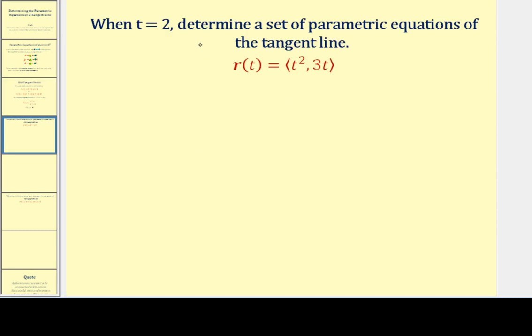When t is equal to 2, we want to determine a set of parametric equations of the tangent line to the given plane curve. Let's first determine the point of tangency when t is equal to 2. And that would be the terminal point of the vector produced by this vector valued function when t is equal to 2. So the x component would be 2 squared, and the y component would be 3 times 2. So the vector would be 4, 6, which means the point of tangency would be 4, 6.